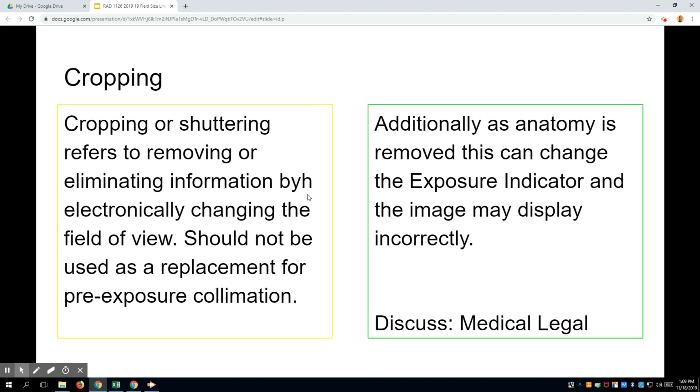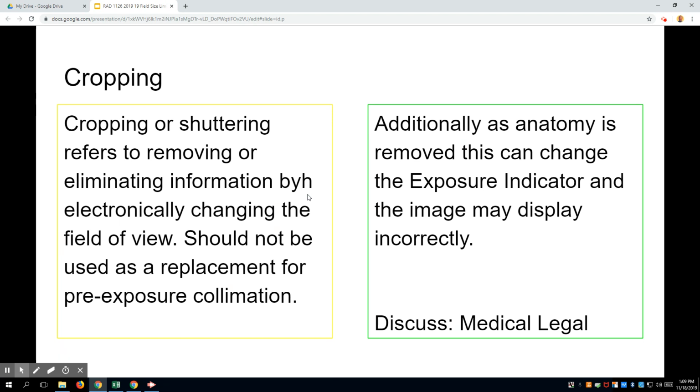When this happens, there are a bunch of ramifications, right? If you're using this in lieu of collimating, which you should not be doing, some of the anatomy is removed. In my class in particular, I might not put this overall at the top of the list, but your exposure indicator is going to change, right? Also, the image size will be displayed differently, right? Which can confuse some people.